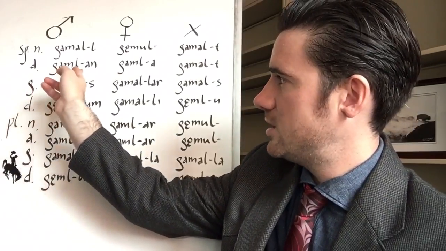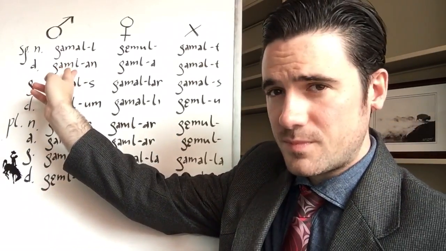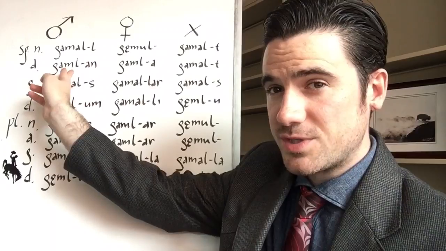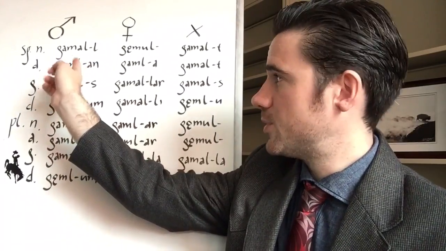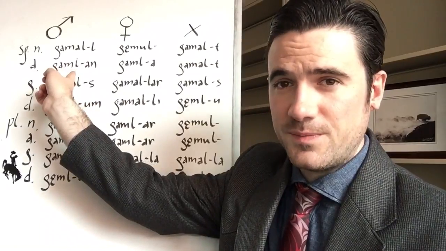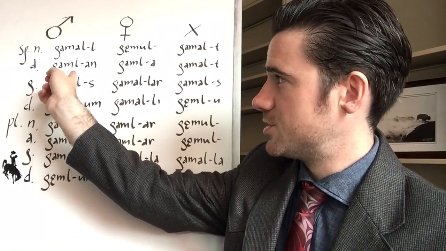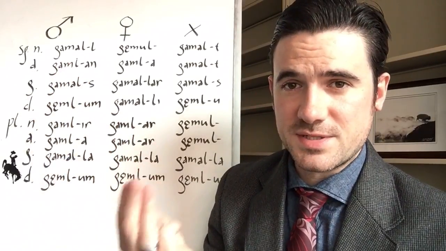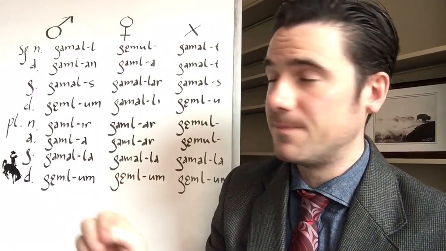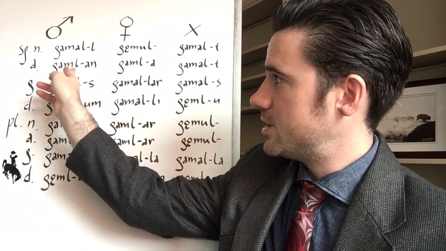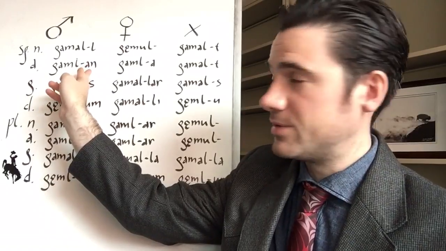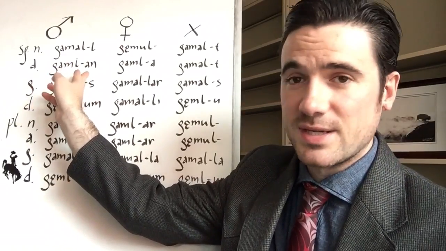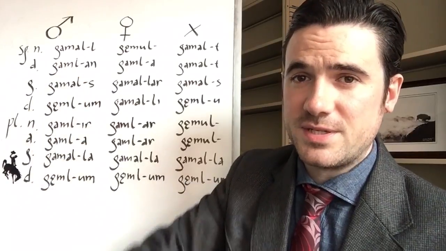Notice here that we add the normal endings, but since this is a two-syllable root, anytime that the ending adds a syllable, we're going to drop the second vowel as long as the result does not bring three consonants together. If it brings two consonants together, that's fine. So here we're going to drop that A, that middle vowel, because the ending adds a third syllable, so we get gamlan, not gamalan. This is a very common tendency of Old Norse.